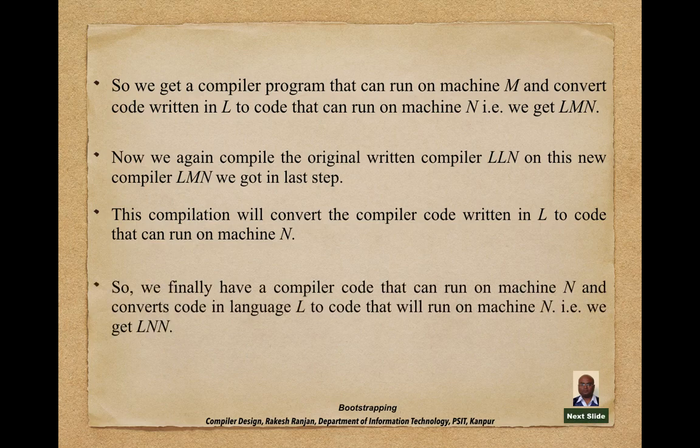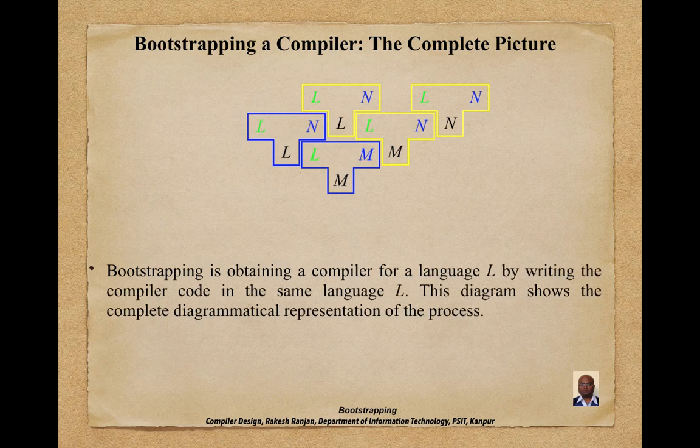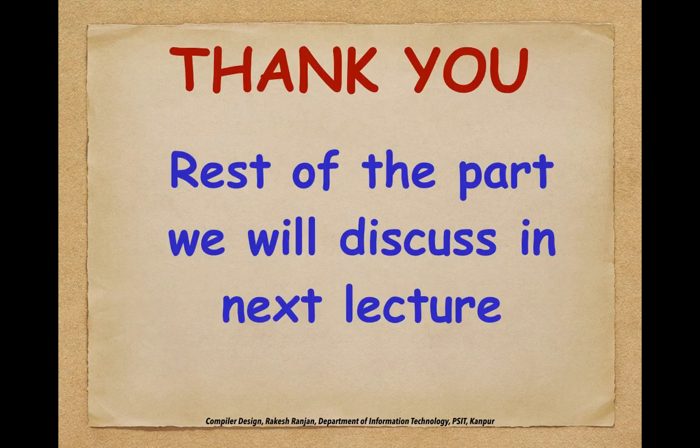Now we again compile the originally written compiler LLN with the new compiler LMN to go to the last step. All these things can be implemented very easily, and we can have the final diagram. So this is the complete picture. If we combine all those parts, bootstrapping is obtaining a compiler for a language L by writing the compiler code in the same language L. This diagram shows the complete diagrammatic representation of the process. Thank you so much.